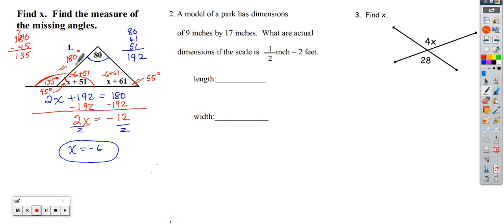Number 2, a model of a park has dimensions of 19 inches by 17 inches. What are the actual dimensions if the scale is, for every ½ inch on the model, it's 2 feet of actual length. Make our table. You've got inches on the model. For every ½ inch on the model, it is 2 feet of actual length. That tells us that our constant of proportionality is 4 because half of 4 is 2.